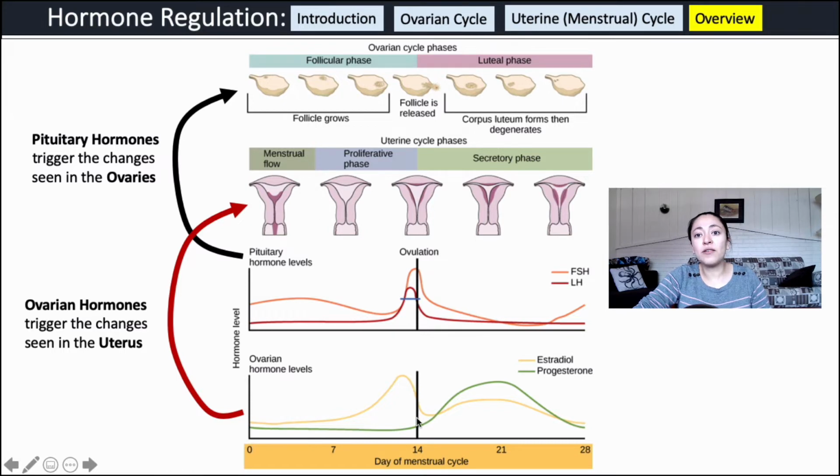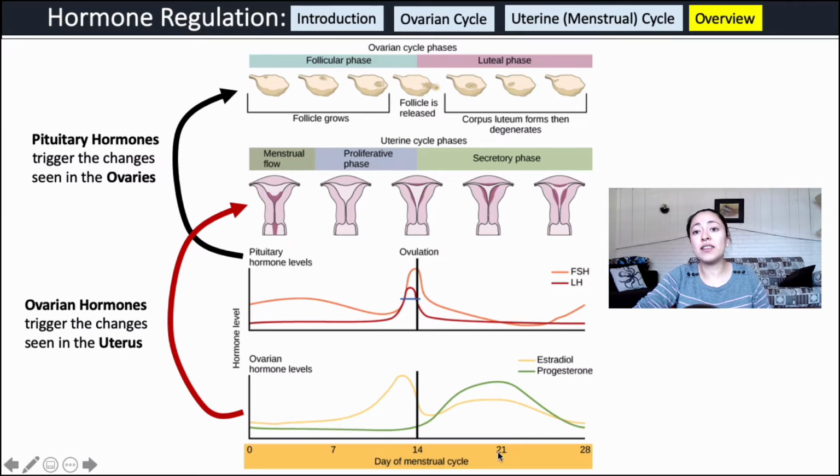What happens around day 14? Again, ovulation. And when ovulation occurs, in the ovaries, we have the formation of that corpus luteum. The corpus luteum starts to secrete all this progesterone, and this progesterone is really important in initiating the secretory phase within the uterus. And so now the uterus is becoming even more vascularized and secreting a bunch of nutrients to provide a perfect environment for the egg if it becomes fertilized so it can implant.